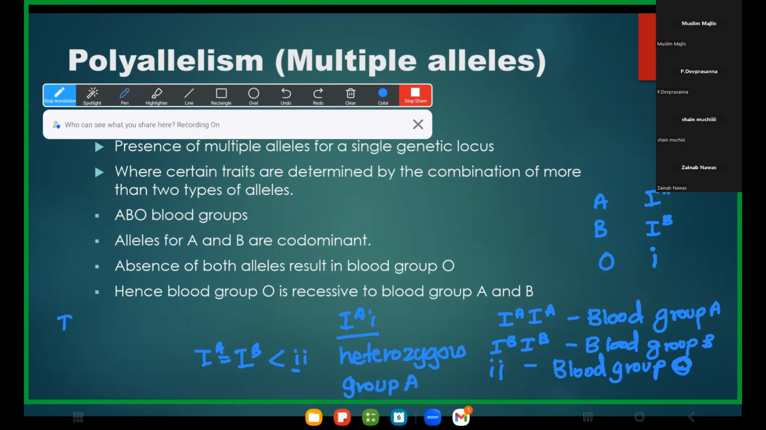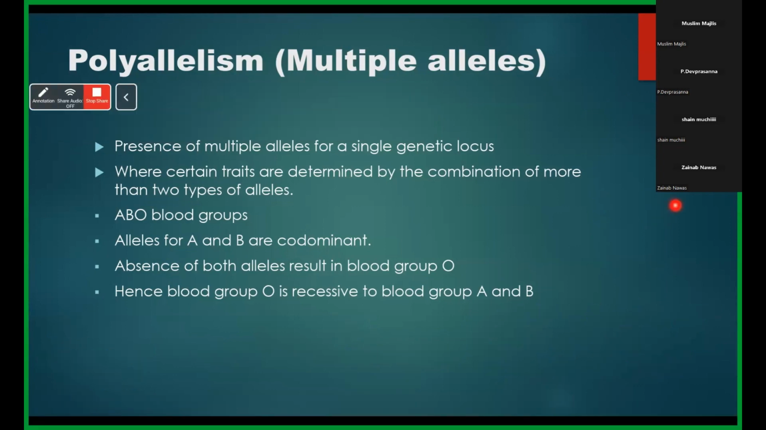Similarly, if we have IB with simple i allelic combination, this is also another heterozygous state where the blood group type would be group B. Whereas IA IB would express both the phenotypes, so they would form a new blood group, AB. So alleles for A and B are codominant. Absence of both alleles results in blood group O. Hence, blood group O is recessive to both blood groups A and B.